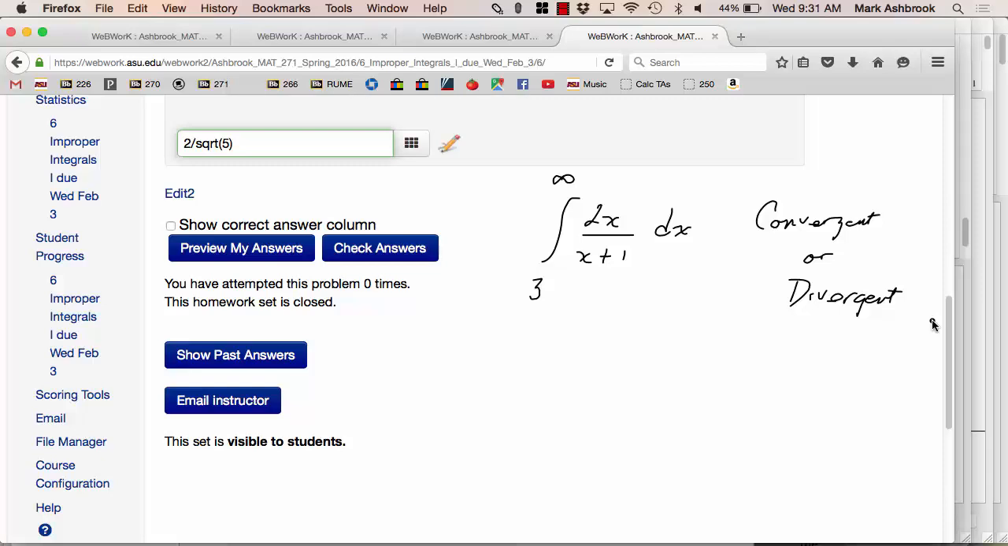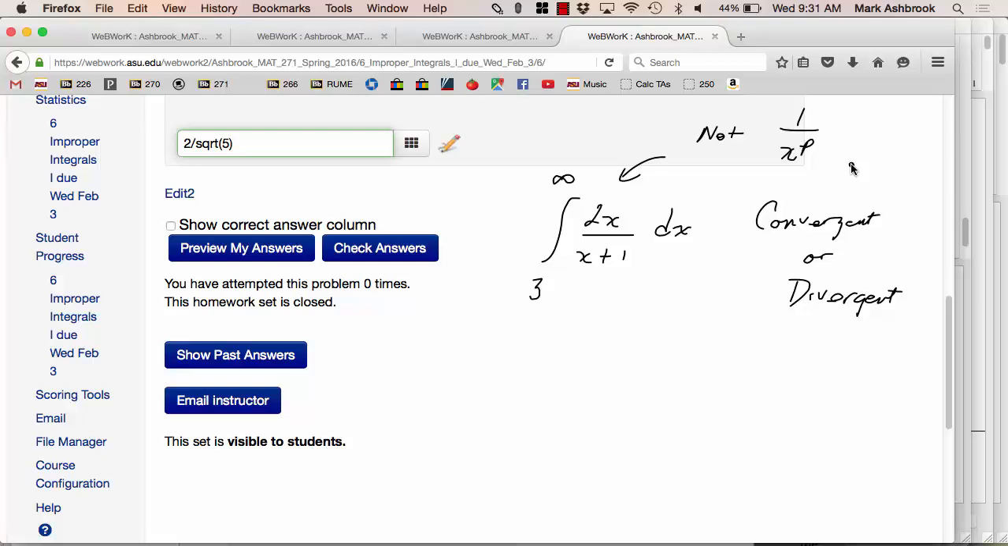But you're thinking 1 over x to the p? Well, it doesn't really fit that form, right? This is a rational function. It's not 1 over x to the p. You might be able to write it that way, but it's not as simple as p not being greater than 1, so it's divergent. You could kind of reason that.